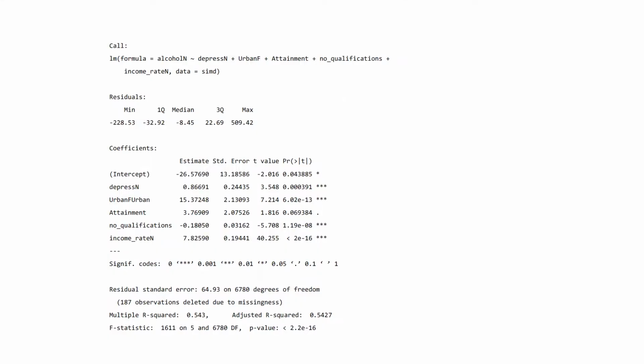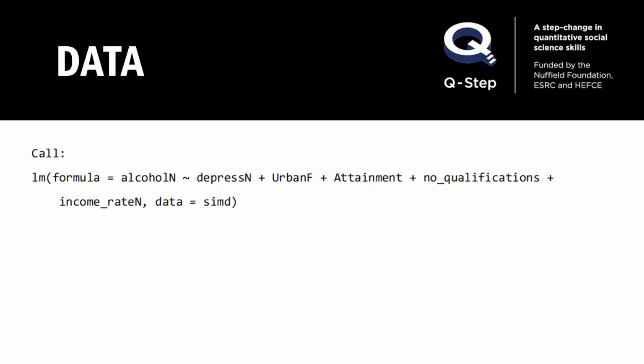Okay, so this is a summary of a multiple linear regression output in R. But what does it all mean? So let's break this output down step by step, starting from the top. The first information in the output just reiterates the code that we have input.